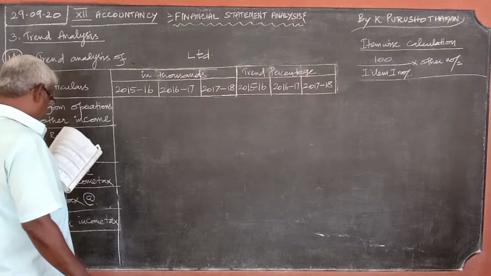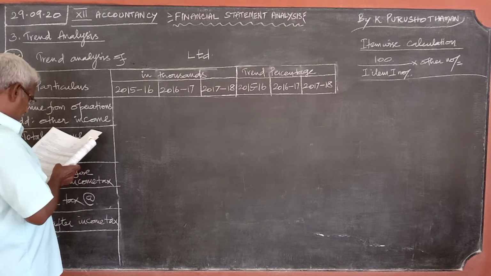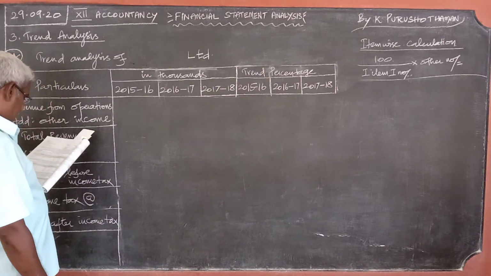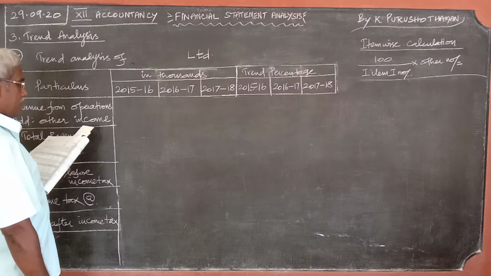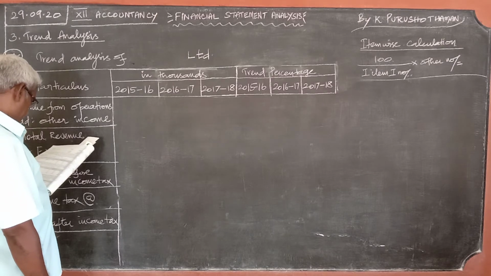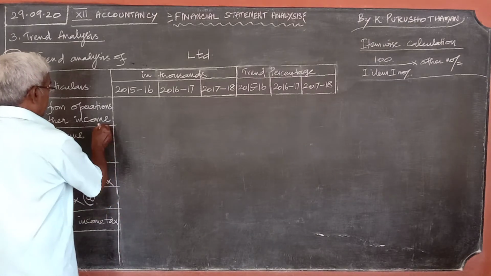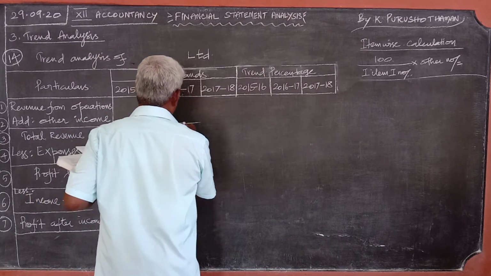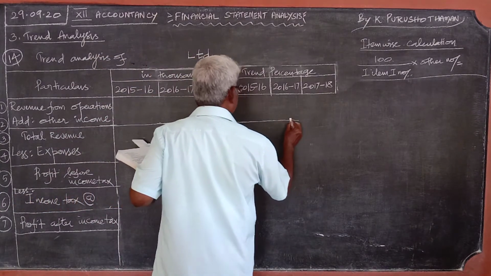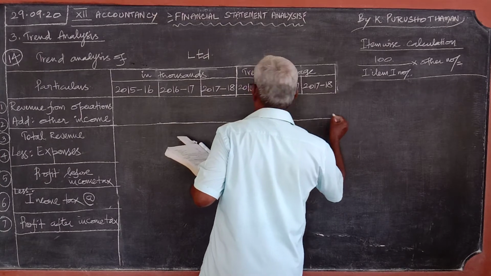This is problem number 14. The years are the same, 15-16, 16-17, 17-18, but the figures are different. The income tax bracket is different, that is, the percentage of income tax is different. So we will do this problem also.